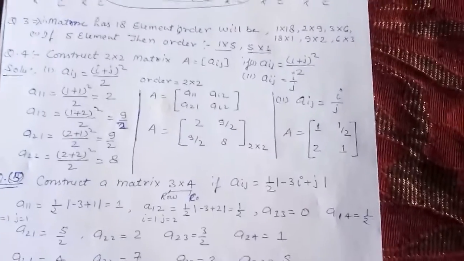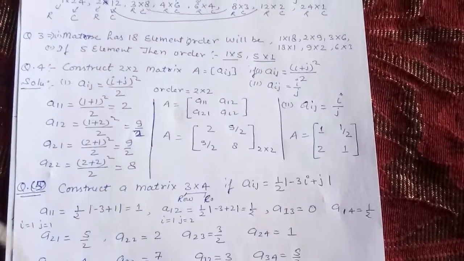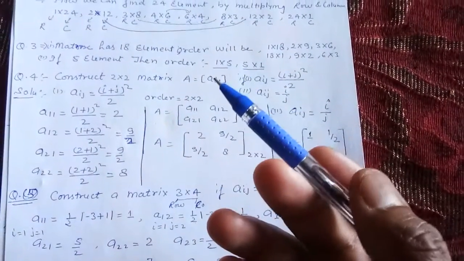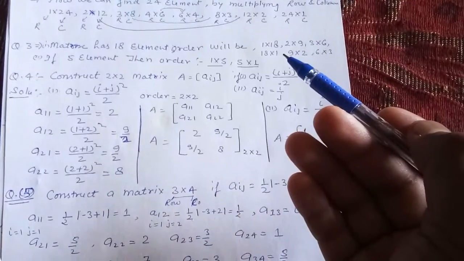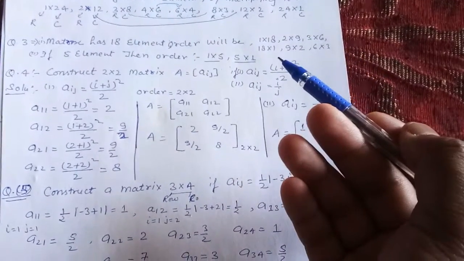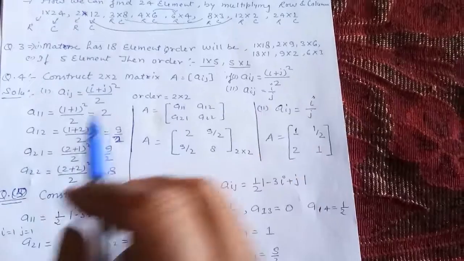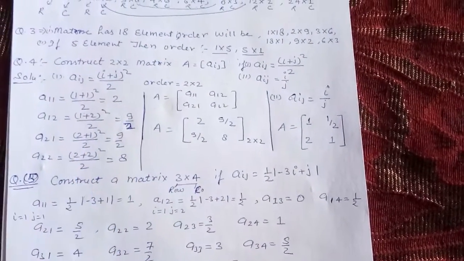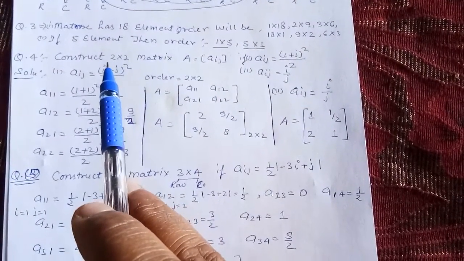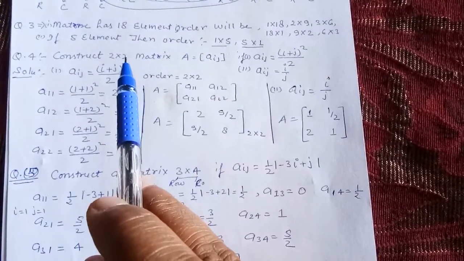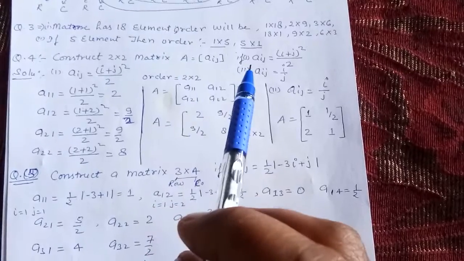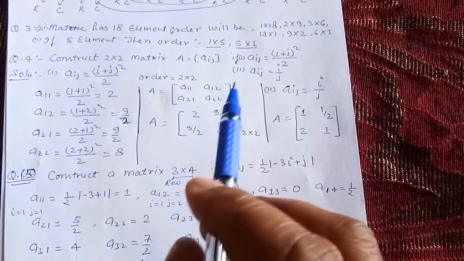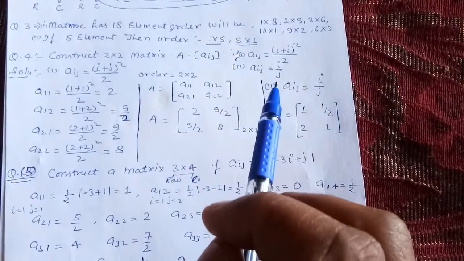Now the third question is, if a matrix has 18 elements, what will be the possible orders? It's the same as question number two. 1 into 18, 2 into 9, 3 into 6, 18 into 1, 9 into 2, 6 into 3. Okay, right? And question number four is, we have to construct a 2 by 2 matrix, meaning a matrix with 2 rows and 2 columns. And Aij is given: first, Aij equals (i plus j) whole square upon 2, and second, Aij equals i upon j.